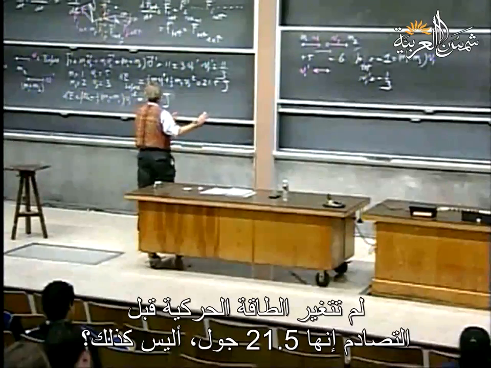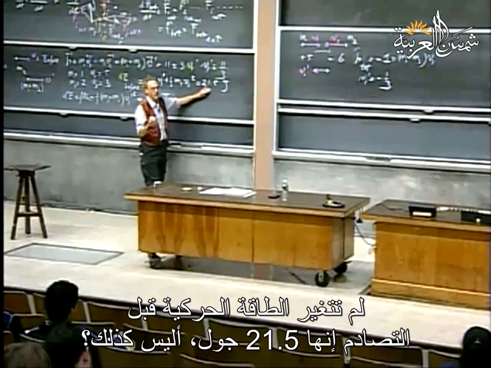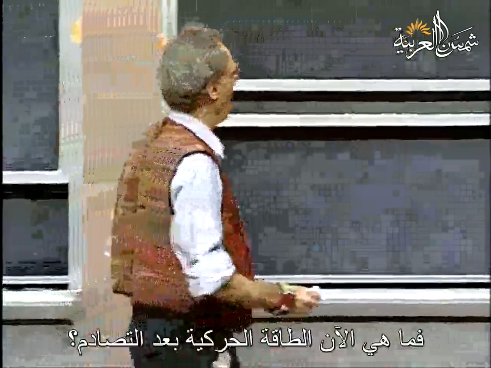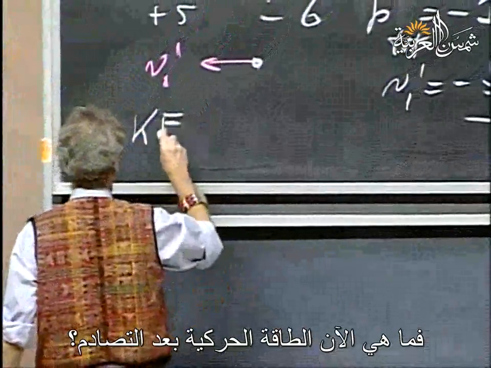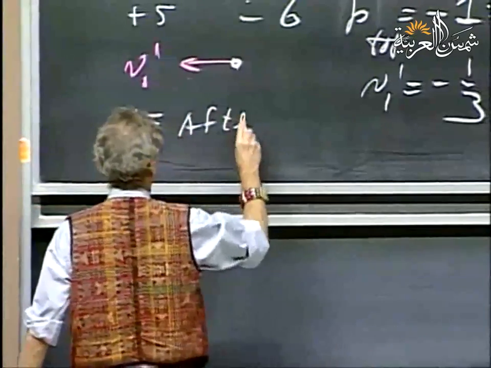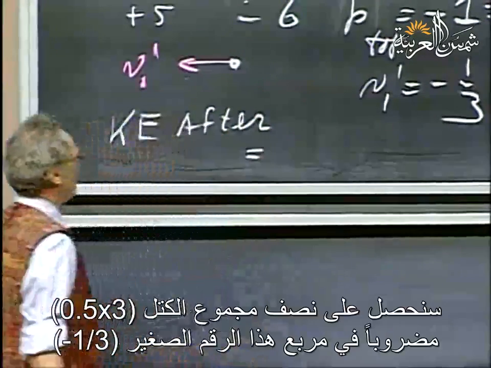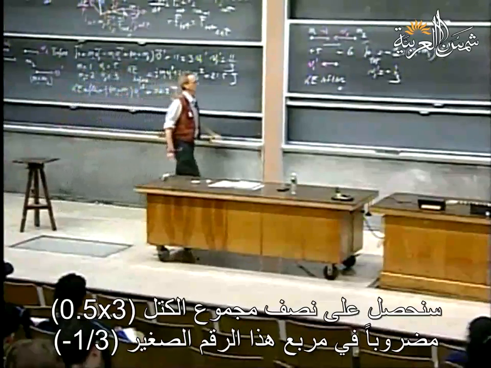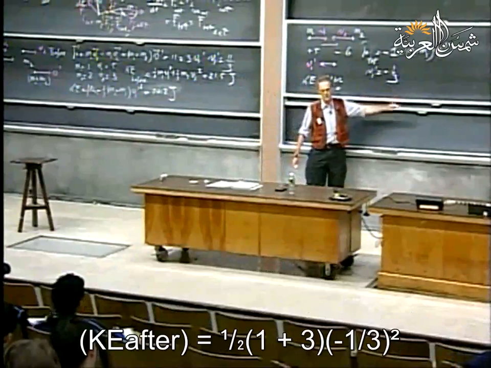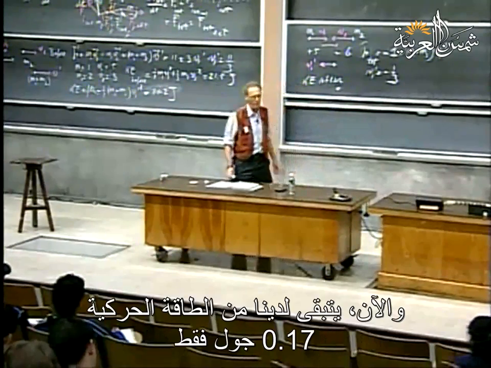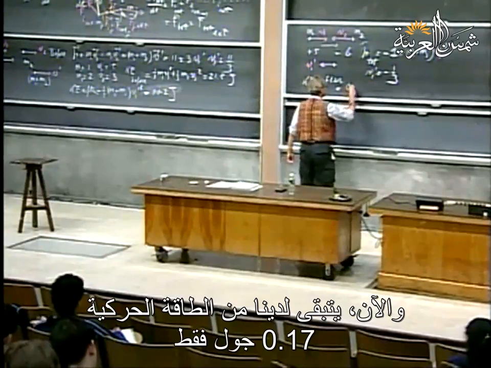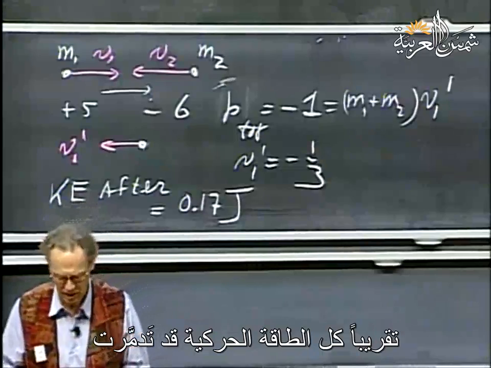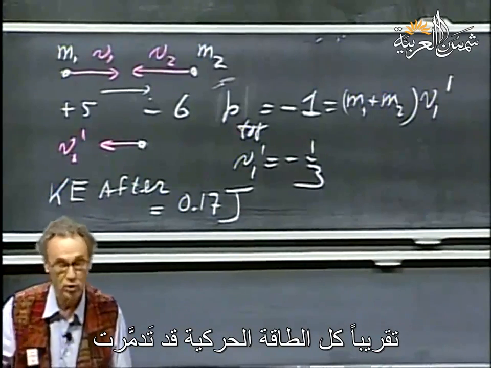The kinetic energy before has not changed. It was 21.5 joules, right? That is independent of how I collide them with each other. What now is the kinetic energy afterwards? This is a great tragedy, because now you get 1/2 the sum of the masses, which is 3, times this small number squared. Goes with v squared, right? And now there is only 0.17 joules left. Almost all kinetic energy has been destroyed.